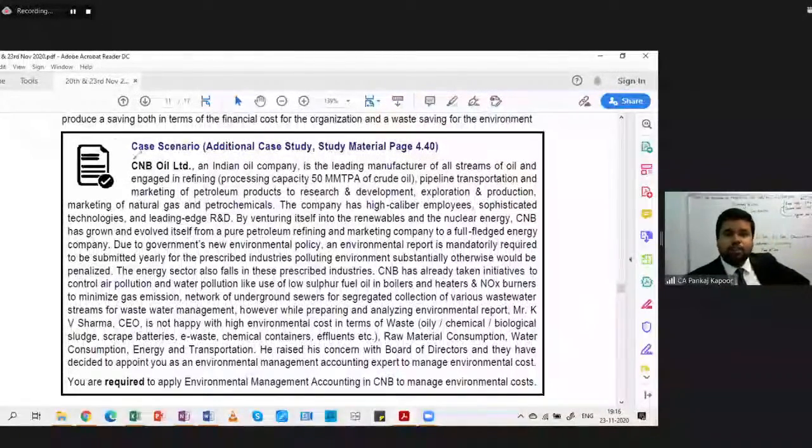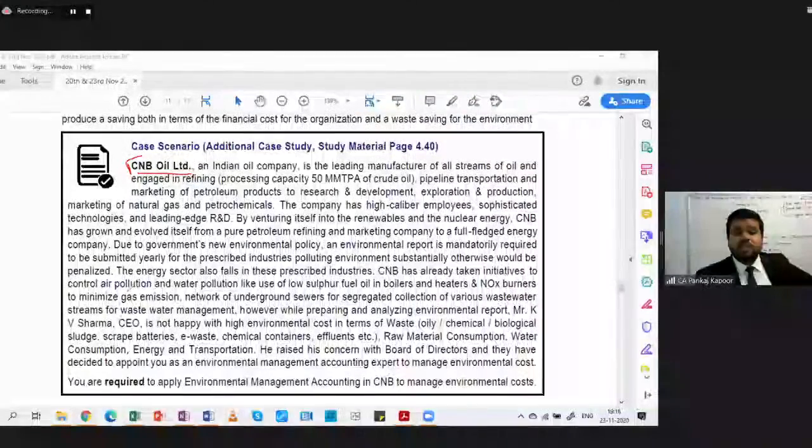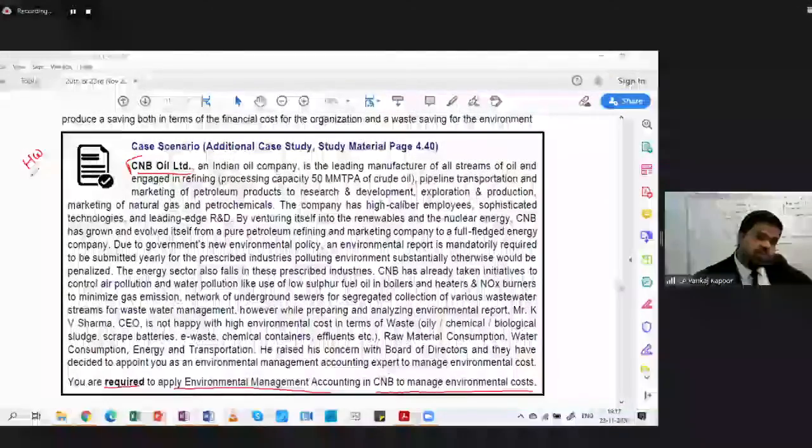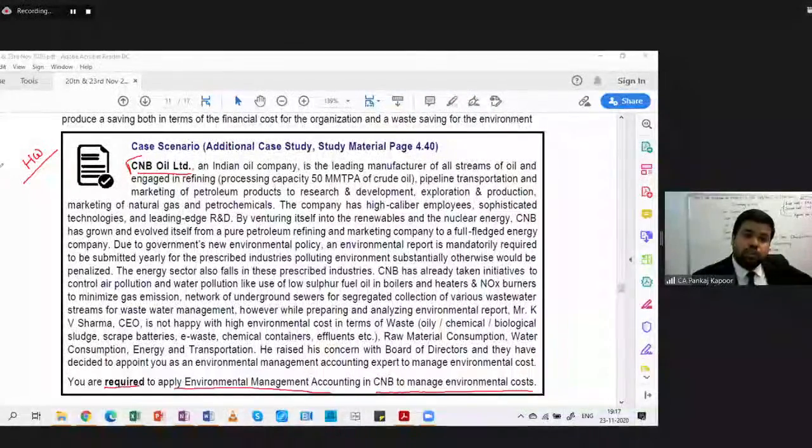Now quickly see this particular case study. This is a case study of SCMPE Oil Limited. In this case study, you are required to apply environment management accounting in the CNB to manage the environment cost. Friends, I am assigning this case study to you as homework. As I already mentioned, I will come again to conduct the classes for chapter number 8. If any of my friends find difficulty, we can discuss this.